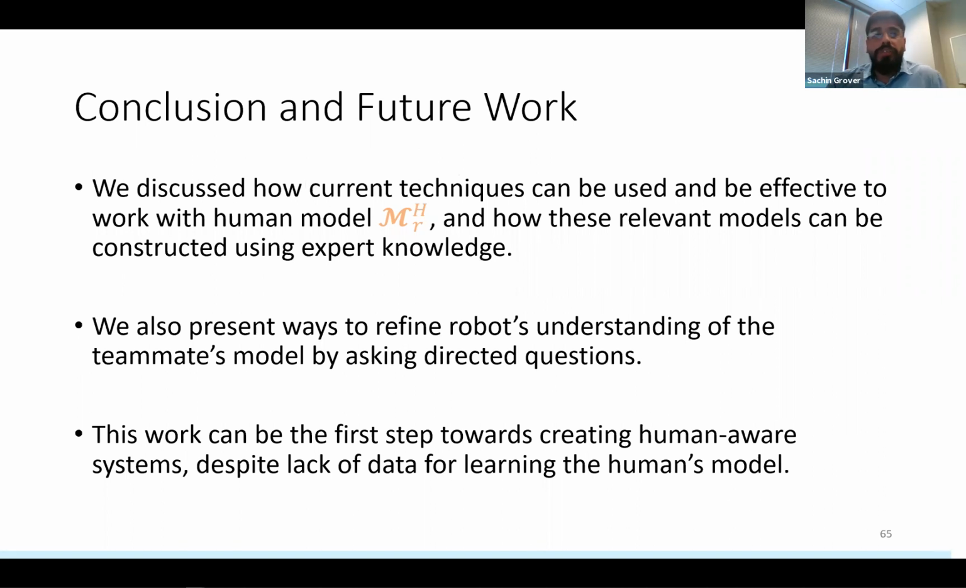Coming to the conclusion and future work. The conclusion is basically that I set out with a goal: I wanted to understand how, coming from an ITS background, human-aware AI techniques can be used, and what we can learn from those ITS systems to understand this MHR model.